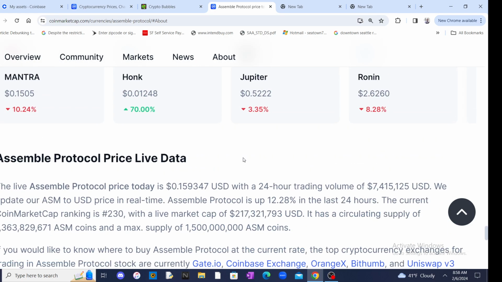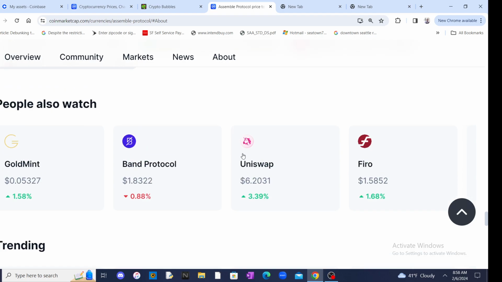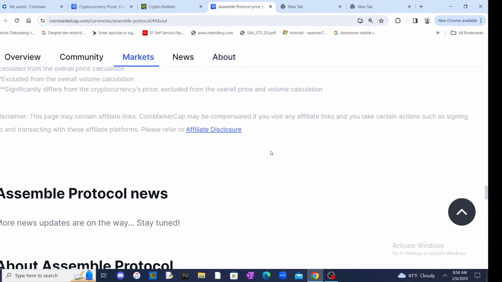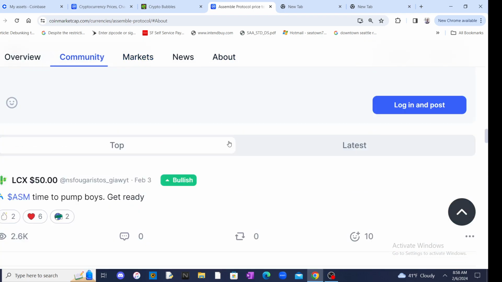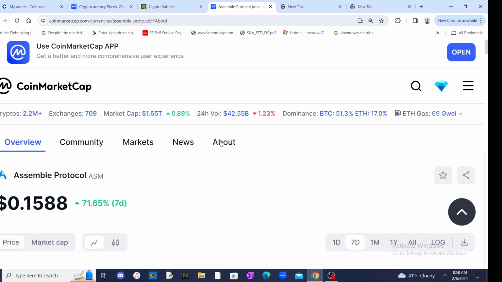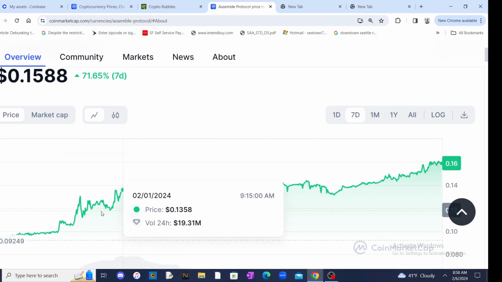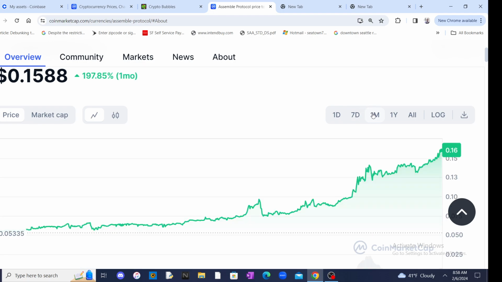And right now the current price is in the high 15 cents. Look at that chart, it looks very bullish. That's the 7 day chart. Looking at the 1 month chart, it's up 197% in a month. That is really good.